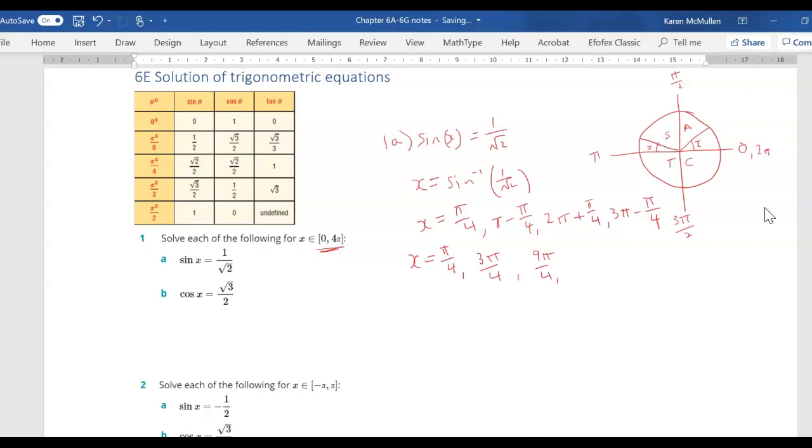3 pi minus pi on 4. Again, if you think of 3 pi as an improper fraction, that would be 12 pi on 4. So 12 pi minus pi is 11 pi on 4. So we have those 4 solutions.